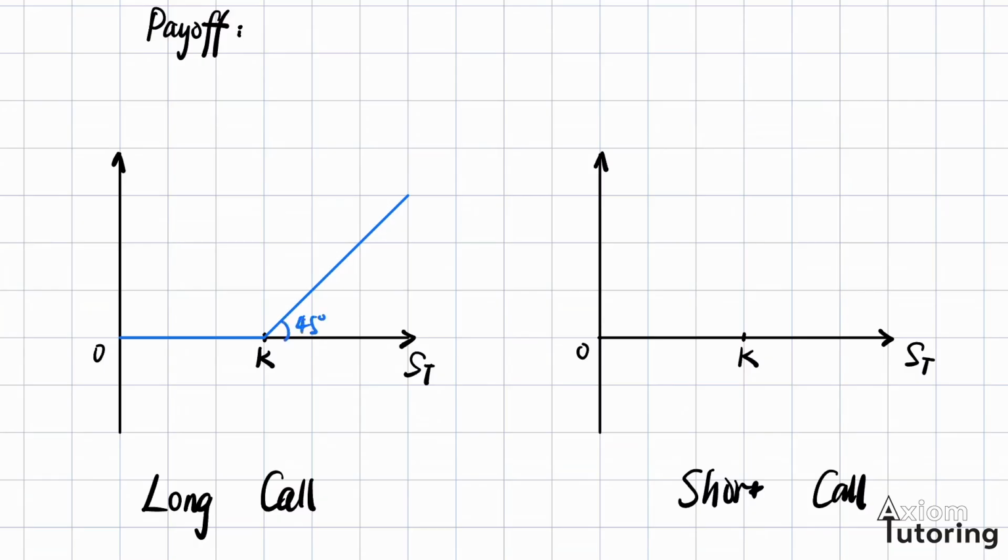Okay, so what happens if we buy more than one option in this case? So for example, if we buy let's say 2 options at the same time with the same strike price, with the same underlying asset, then the slope will be doubled. Okay, the slope will be doubled, and that's it.